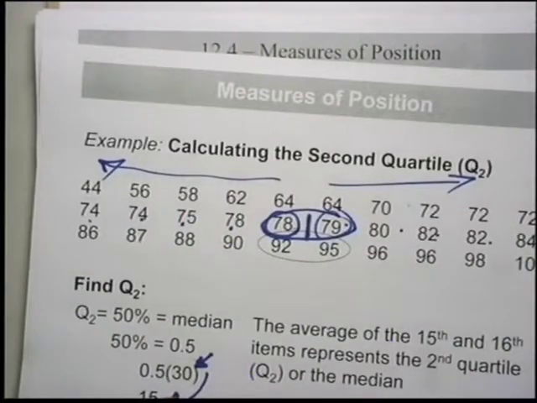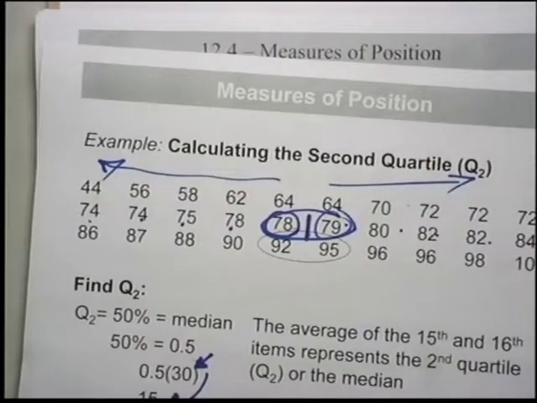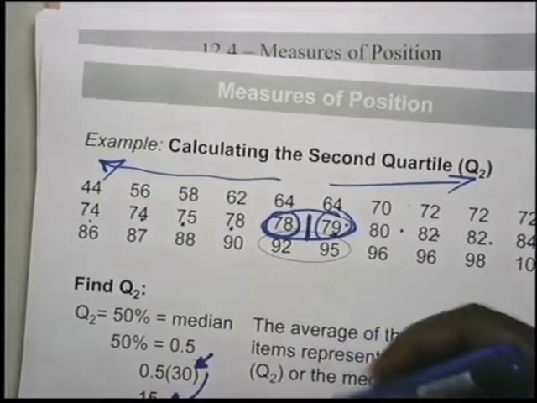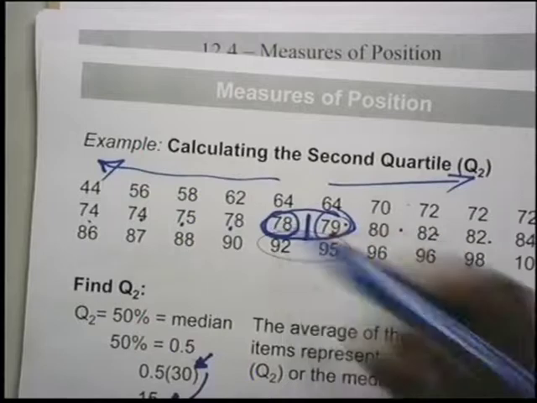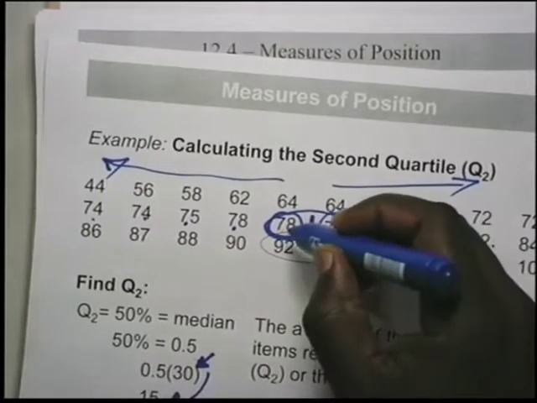78 and 79. Then we divide by what? By 2. Now, the simplest thing that you can do is add this and this, and divide by 2. But we know very well that the difference between 78 and 79 in this case is just 1. So you just get 1 divided by 2, which gives 0.5. You add the 0.5 to 78. Or you just add the 2.